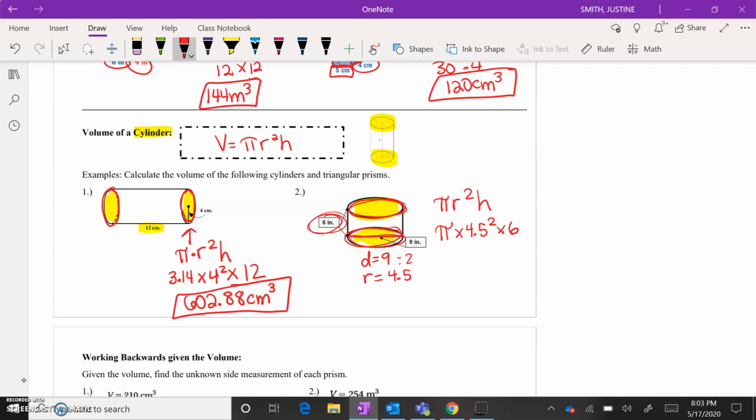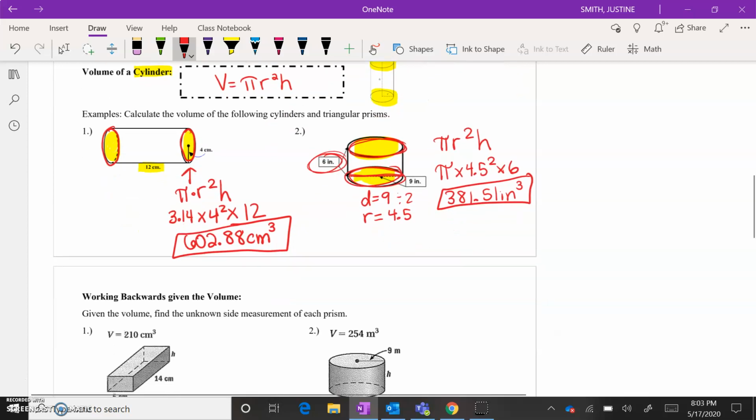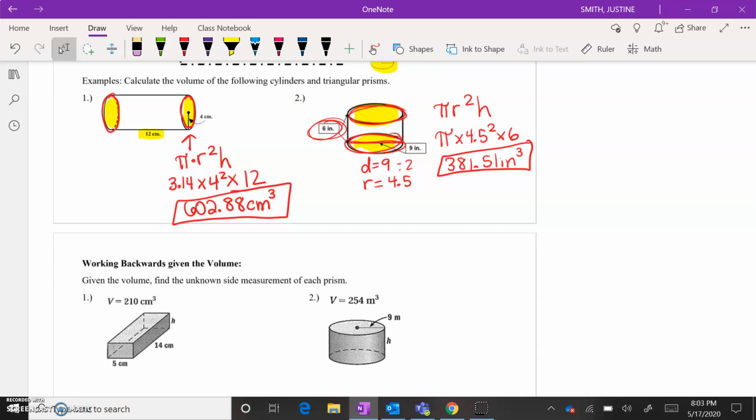And again, you're just going to type this all into your calculator. So 3.14 times 4.5 to the second power times 6. If you are having trouble finding the squared button on your calculator, remember you can always just write that out and do 4.5 times 4.5. Okay, to get 381.51 inches cubed. So those are your basic formulas.